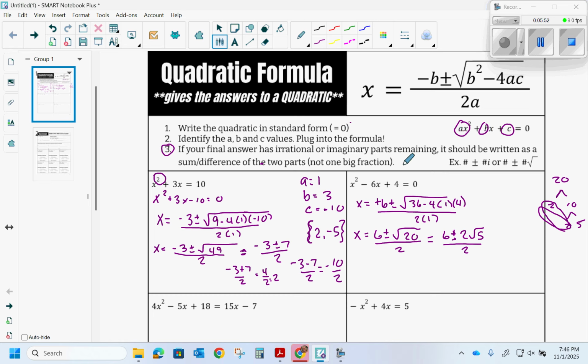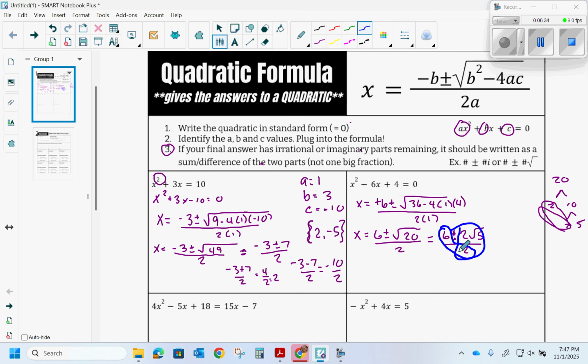Okay, so this is the next step, sort of the final step. You need to split it. And I don't mean split like we did on number 1, where we split the plus and then the minus. That is not at all what I mean. It says if your final answer has irrational or imaginary parts remaining, it should be written as a sum or difference of the two parts, not in one big fraction. So right now, you've got one big fraction. So what we're going to do, let me take another color. What you're going to do is split it into that.